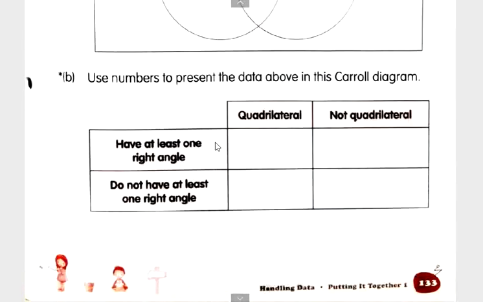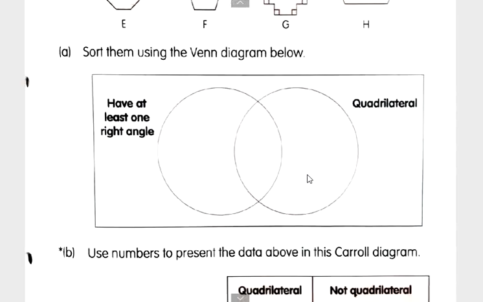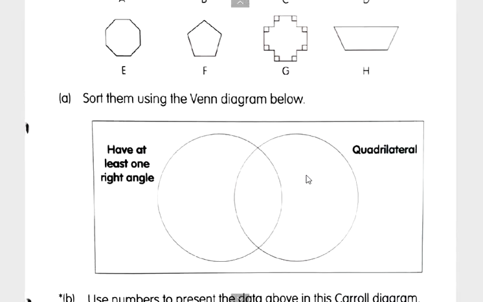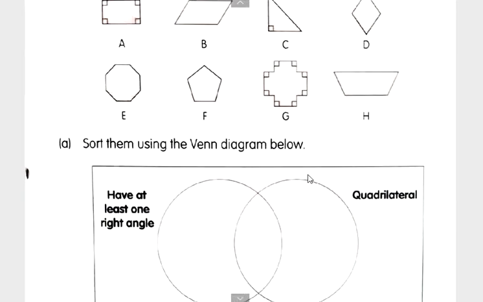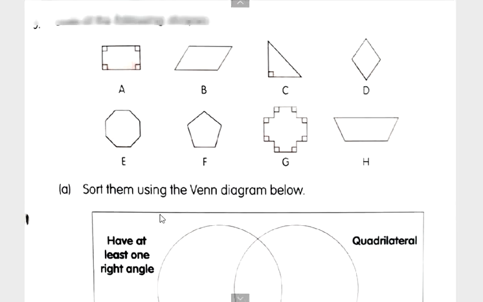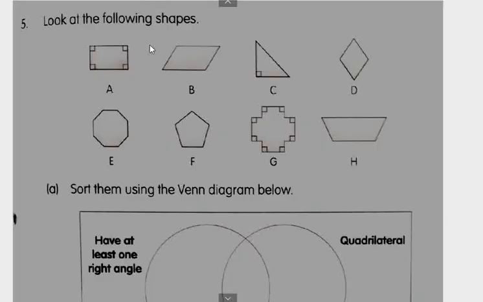Now, number 5. Look at the following shapes. There are 8 shapes here. Then sort them using the Venn diagrams below. What are the shapes that have at least one right angle? At least one right angle. So let's mark with red. At least one right angle. It has one right angle.